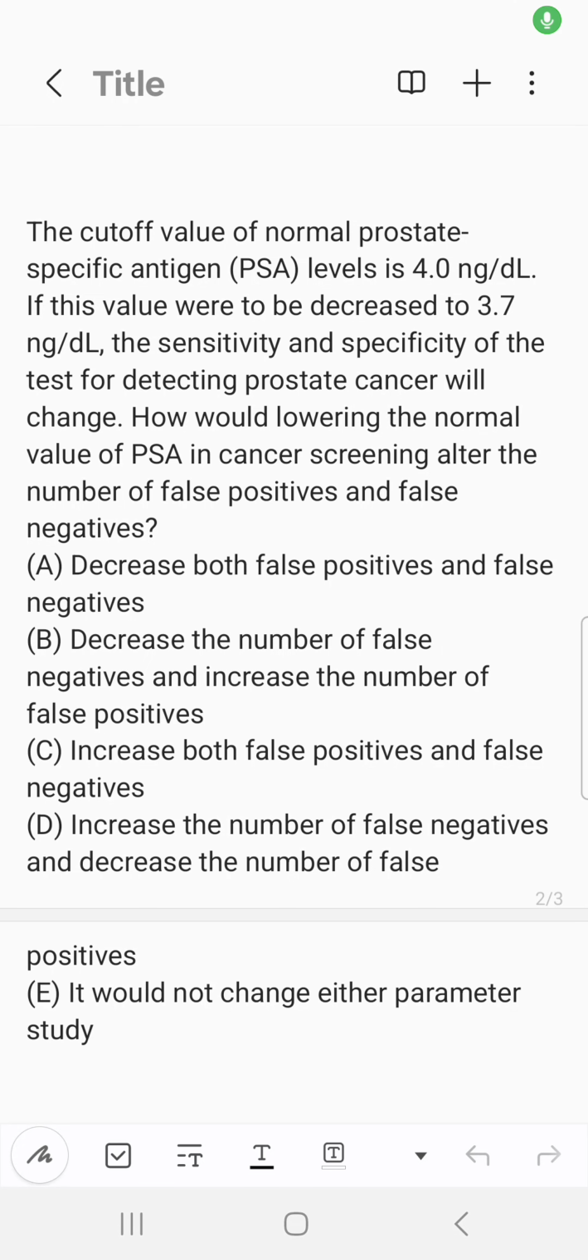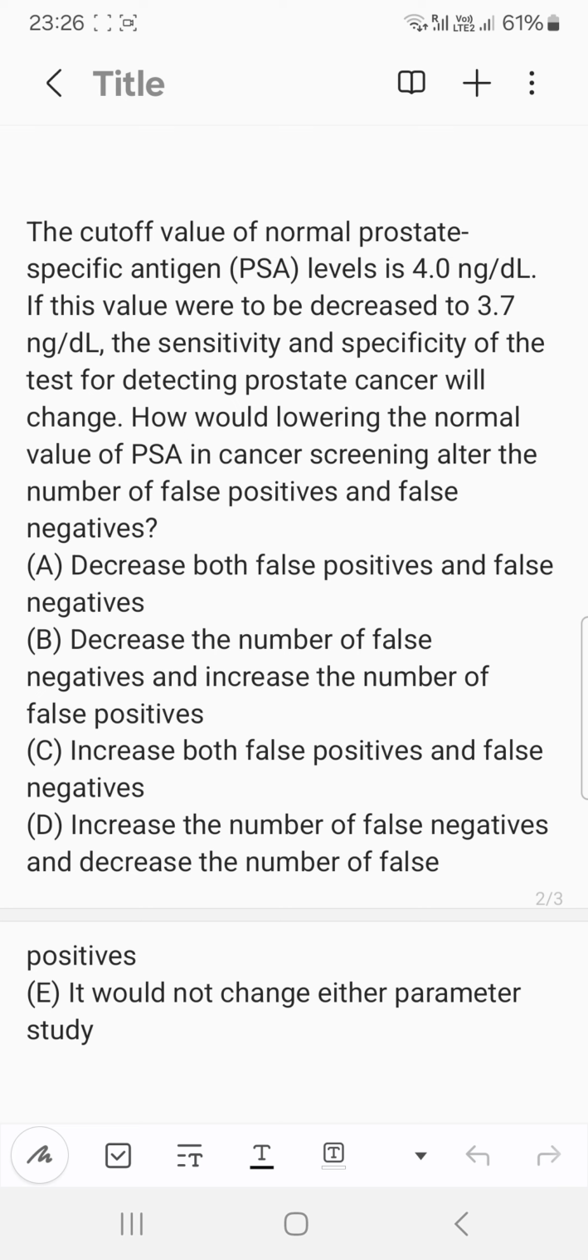Let's see another question. The cutoff value of normal prostate specific antigen level is 4 nanogram per deciliter. If this value is to be decreased to 3.7, the sensitivity and specificity will change. How would lowering the normal PSA in cancer screening alter the number of false positive and false negative? So let's understand the question.